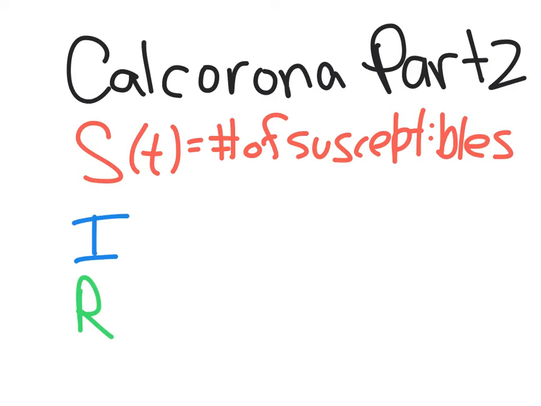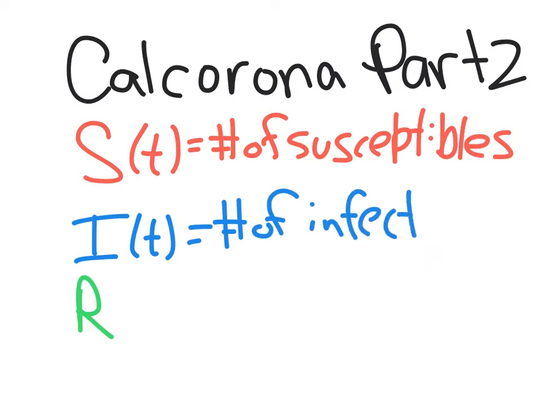But the idea is that we also have other functions here. The I function is also a function of time, and this is the number of infected people. And so you can picture, as the number of infected people goes up, the number of susceptible people is going to go down, because those infected people were taken out of the pool of people that were susceptible. They're no longer susceptible because they've already been infected.